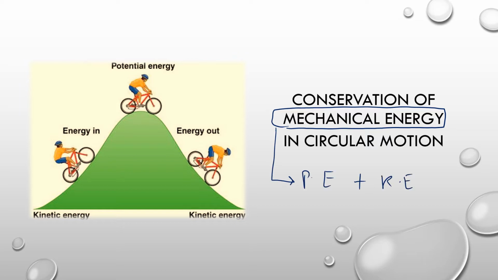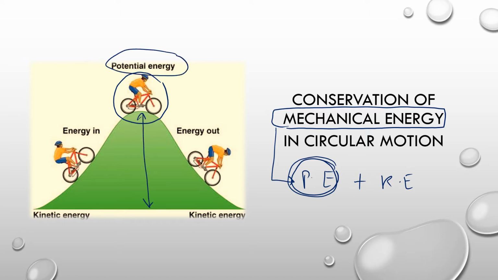Now, the energy possessed by an object by virtue of its position or configuration is known as potential energy. For example, a man on the top of the hill is at some height, so it has some potential energy. Similarly, the energy possessed by an object by virtue of its velocity is known as kinetic energy, right?